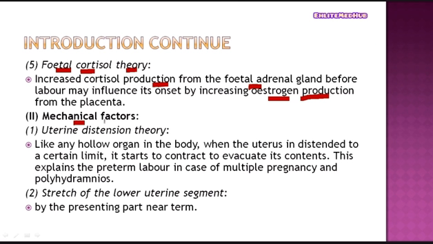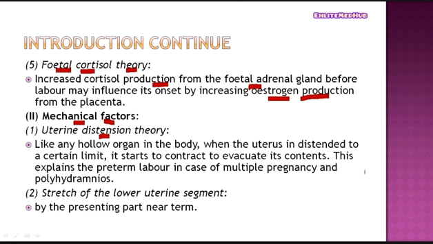Let's move to mechanical factors. So first is uterine distension theory. Like any hollow organ in the body, when the uterus is distended to a certain limit, it starts to contract to evacuate its contents. This explains the preterm labor in case of multiple pregnancy and polyhydramnios.